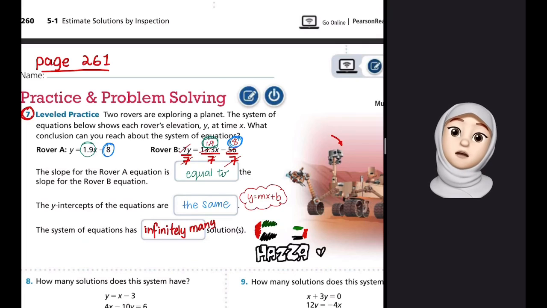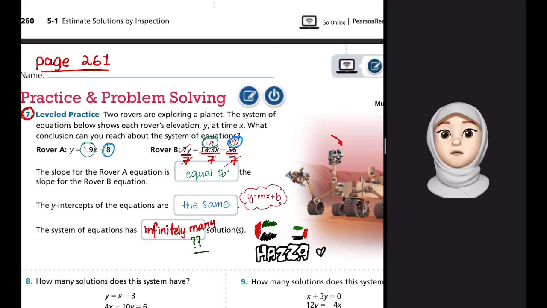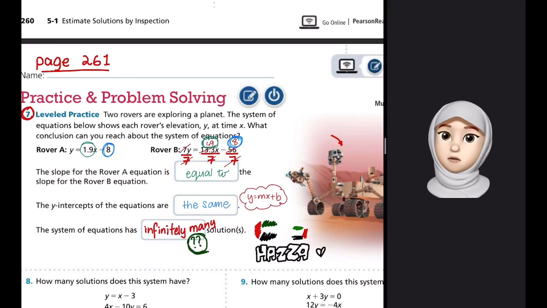What does it mean, infinitely many solutions between both of them? What do you think, for rover A and rover B? Give me your answers in the comments.